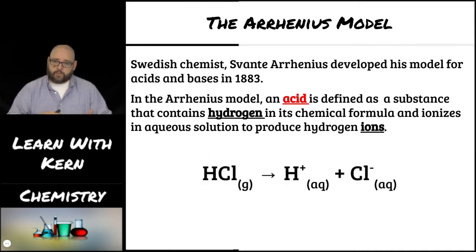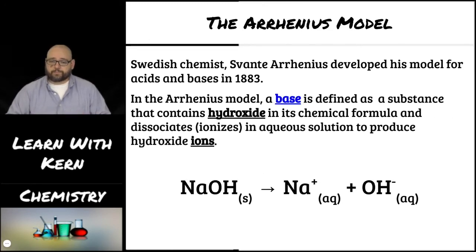In this example, we have hydrochloric acid, HCl, or hydrogen chloride, which will break apart into H+ ions and Cl- ions when in aqueous solution. It's going to ionize, producing H+ ions. That's what makes it an acid according to the Arrhenius model.